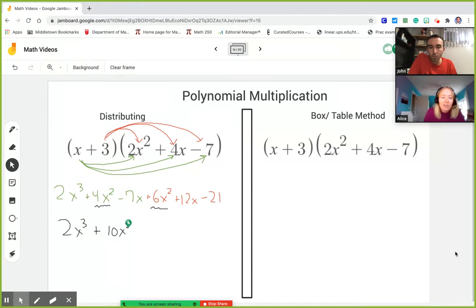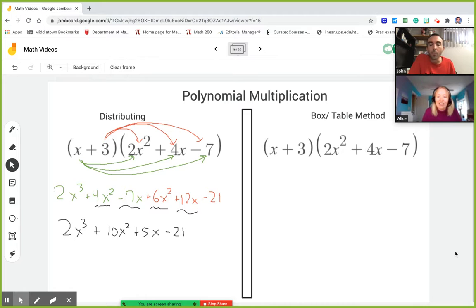And now the next one is going to be the negative 7x. I'll do a slightly different symbol there. I'm looking for any other x terms, and I've got one right there, 12x. So negative 7x plus 12x is going to give me 5x. And then I'm left with negative 21. And that is my answer.